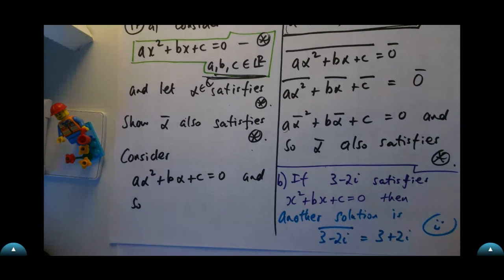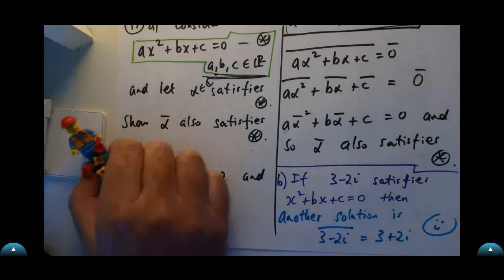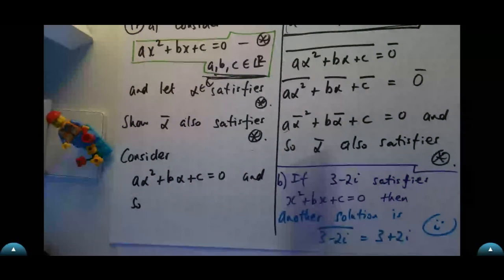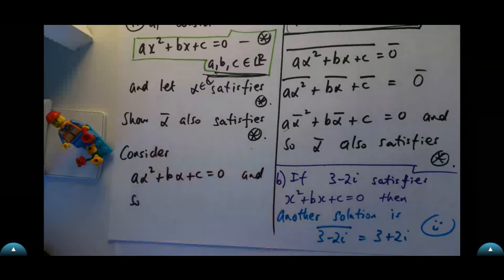So what does it tell you? It tells you if you can find one solution, you get the other one for free. That's one of the really nice things about these complex number type solutions. If you know one solution, you get the second solution for free.